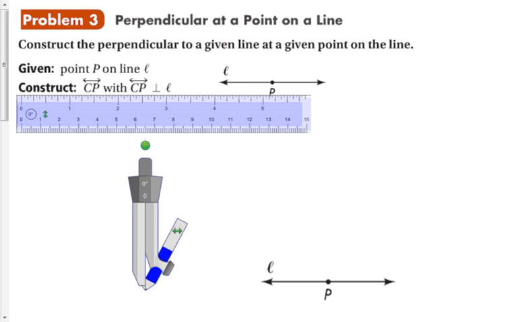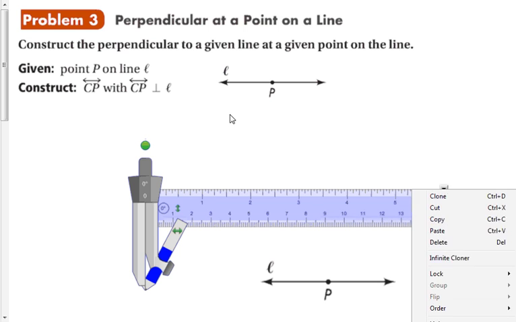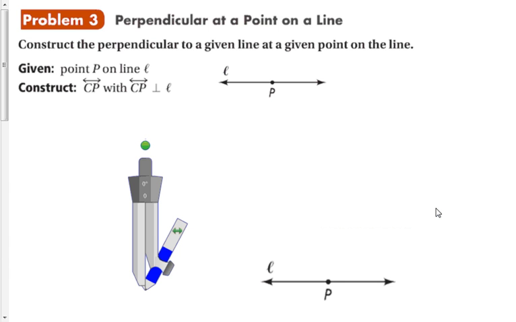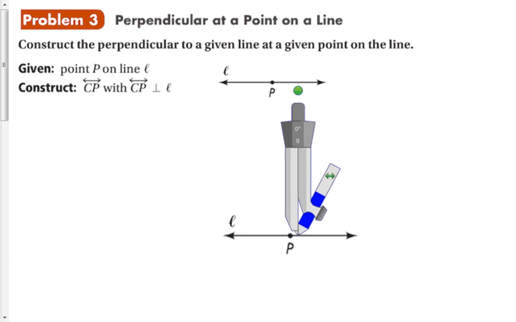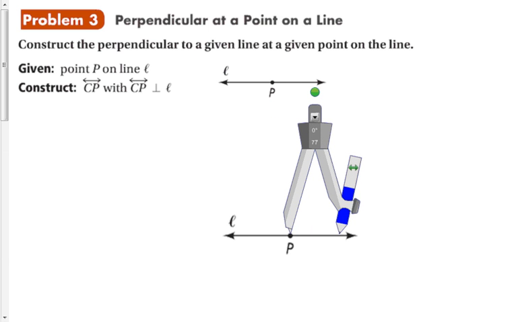All right, problem 3, construct the perpendicular to a given line at a given point on the line. So we need to construct a line perpendicular. I just reproduced this drawing here, and I'm going to draw a line through point P perpendicular. Now to get it to be perpendicular, what I'm going to do is just create the perpendicular bisector, basically. I think that's the easiest way to do this. You could do a parallel line thing, but I think this will be easier.